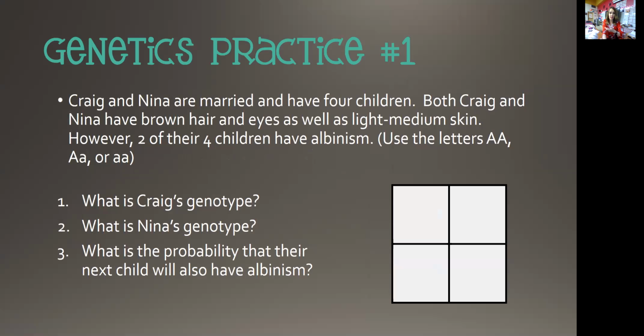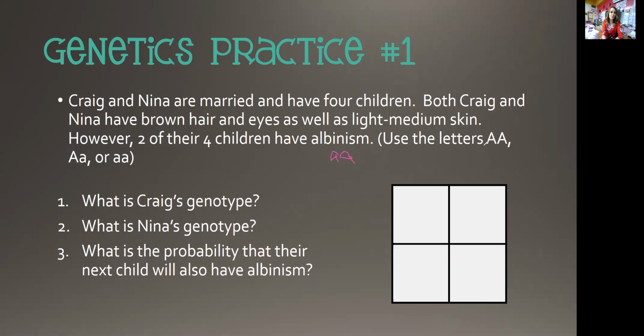So if we were to look at a Punnett square with albinism, our problem says Craig and Nina are married and have 4 children. Both Craig and Nina have brown hair and eyes as well as light to medium skin. However, 2 of their 4 children have albinism. So we're going to use A for albinism in our Punnett square. So we want to know, what is Craig's genotype? Well, if they have kids who have albinism, and albinism is recessive, it means that both kids are going to have little a, little a.